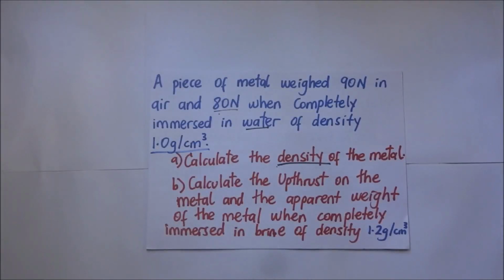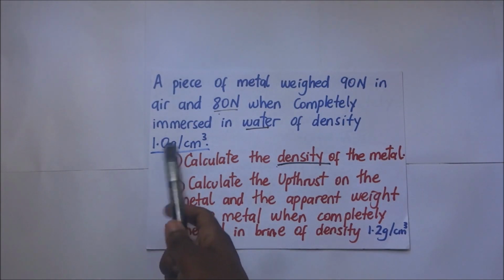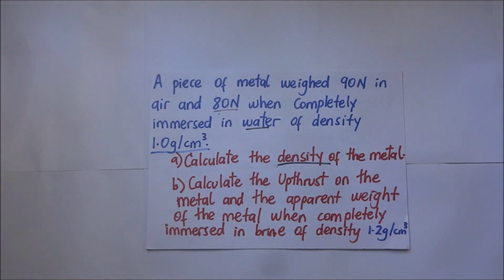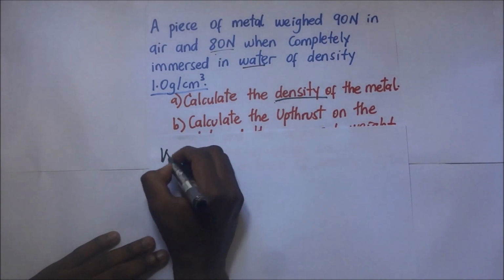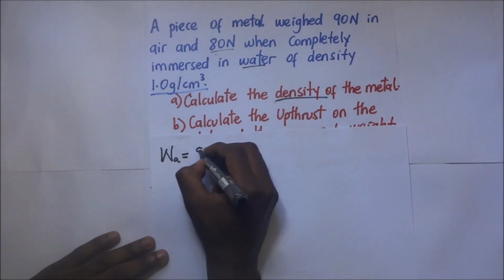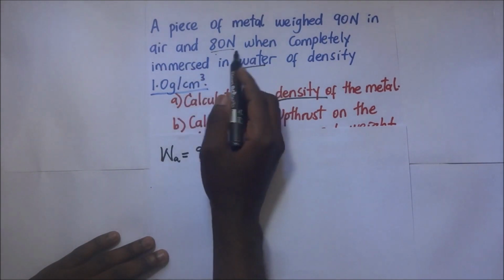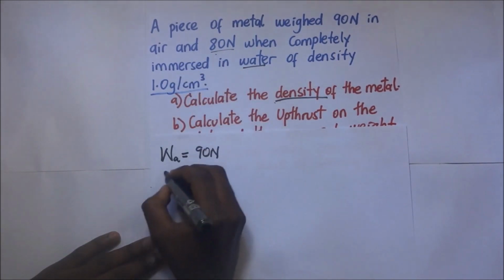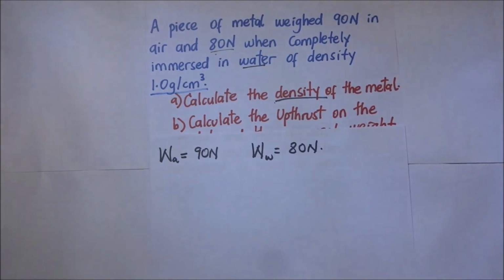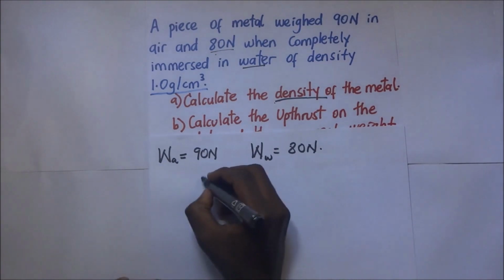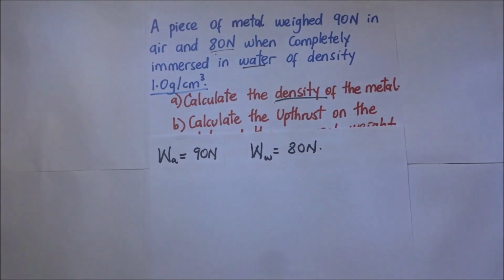A piece of metal weighed 90 newtons in air and 80 newtons when completely immersed in water, whose density was 1 gram per centimeter cubed. Calculate the density of the metal. A piece of metal, its weight in air is given by 90 newtons, and when it's completely immersed in water, its weight in water is 80 newtons. So what's the density of the metal? Of course, now the density of the metal, the formula is going to first find the relative density.